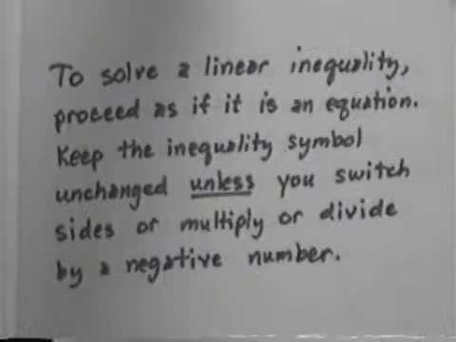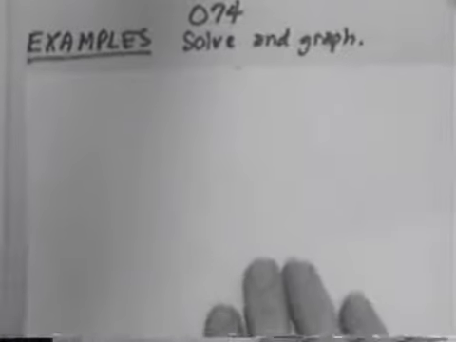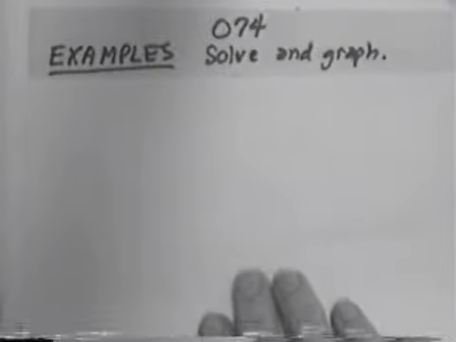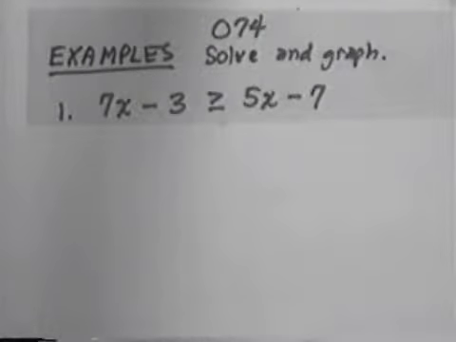Let's look at some examples of linear inequalities. In each case, the instructions are to solve and graph. So we're going to cover both types of things, solve and graph. Our first example is 7x subtract 3 is greater than or equal to 5x subtract 7. We are to proceed as if this is an equation.